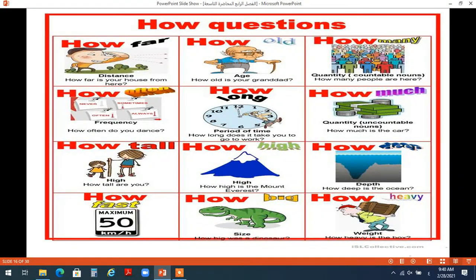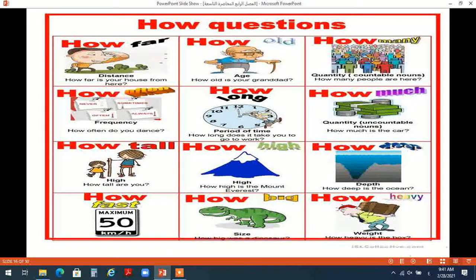How deep? It is used to ask about the depth of something. How deep is the ocean, or how deep is the sea? How fast? It is used to ask about the fastness of something. للسؤال عن السرعة. How big للسؤال عن الحجم, size. How big was a dinosaur, for example. And how heavy? It is used to ask about the weight of something. للسؤال عن وزن شيء ما. For example, how heavy is the box?